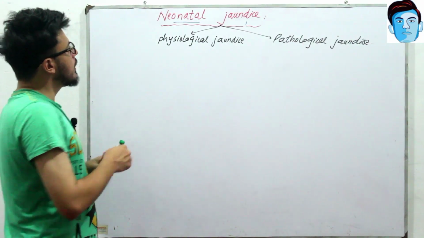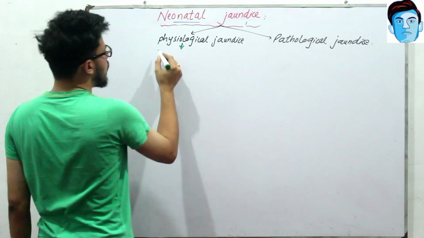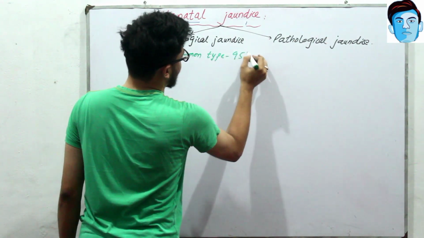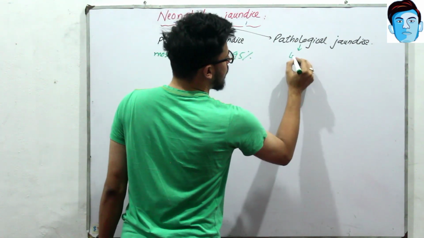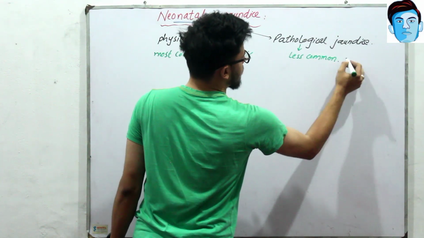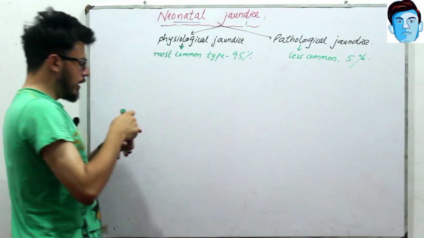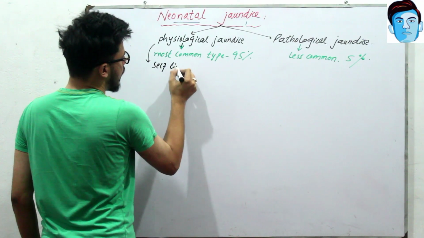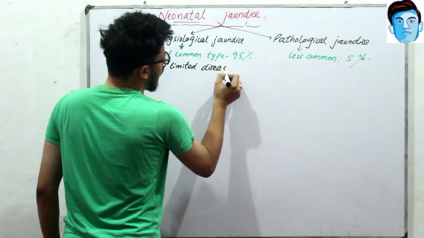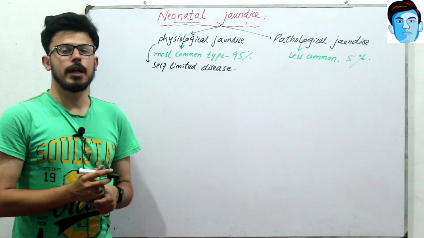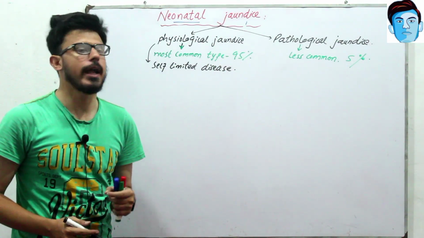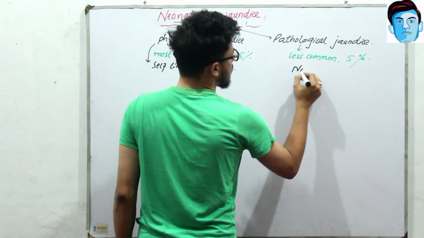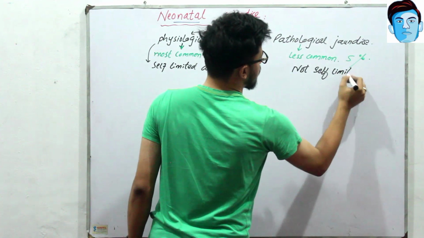The most common type is physiological jaundice. It is the most common type of neonatal jaundice, up to 95% of cases. While pathological jaundice is less common and is present in 5% of cases. Secondly, physiological jaundice is a self-limited disease, meaning it resolves spontaneously and no specialized treatment is required. On the other hand, pathological jaundice is not a self-limited disease. It requires treatment.